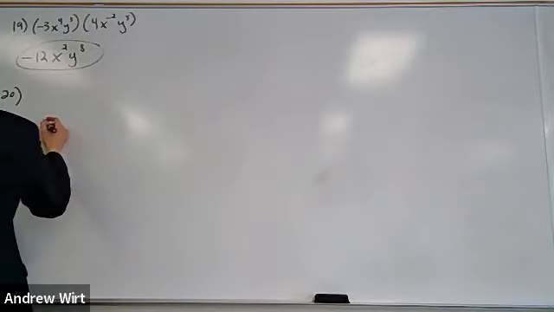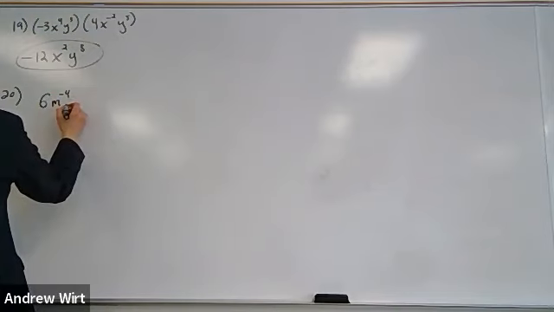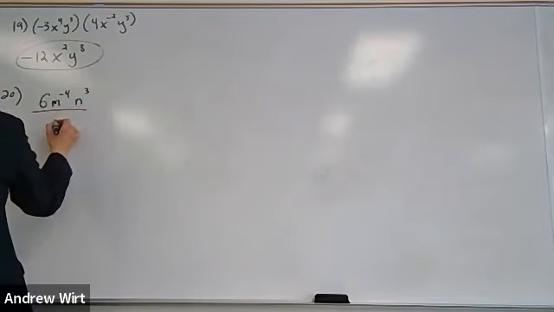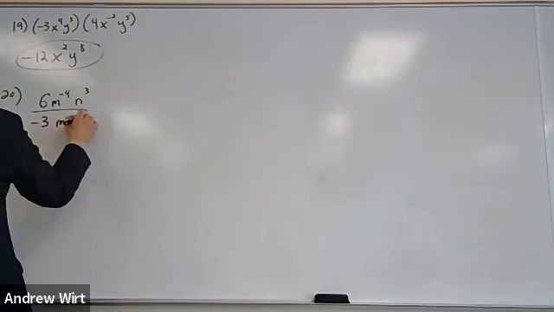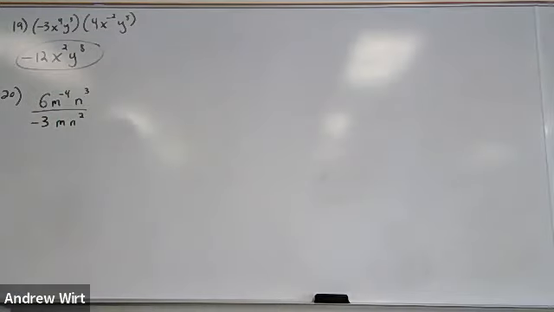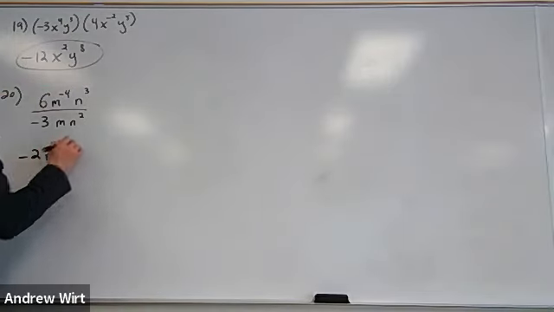Number 20. The numbers first on number 20. We got 6 divided by -3 is -2. Now we're going to combine the m's using the quotient property. -4 minus the exponent on the m is an implied 1. So -4 minus 1 is -5. So we get m to the -5th power.